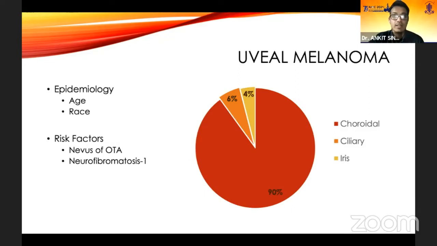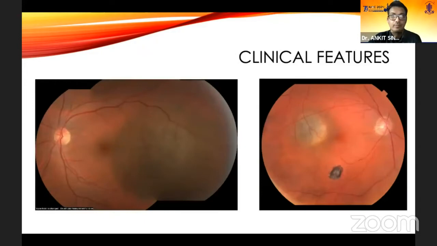Racially, this disease is seen more commonly in Caucasians, and there is a higher risk of melanoma in patients with nevus of Ota and neurofibromatosis 1. Uveal melanoma is primarily a clinical diagnosis. So careful indirect ophthalmoscopy is a must. These lesions can be large and pigmented or sometimes even amelanotic. In the right side image, the inferior lesion is just a pigmented retinal scar, whereas the actual tumor is parafoveal and a little amelanotic.